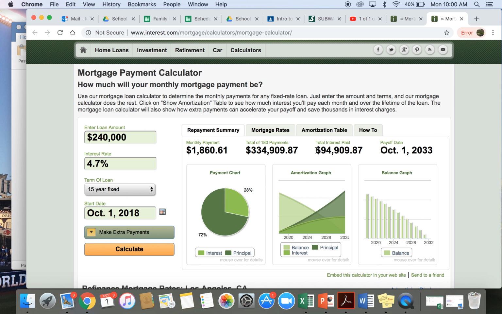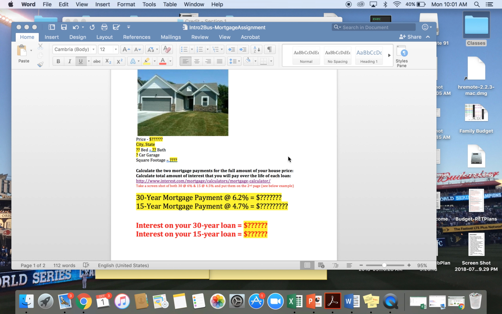Sometimes 30-year mortgages are best. Sometimes 15-year mortgages are best. Go ask your parents if they got a 30-year mortgage or a 15-year mortgage. Ask them what their interest rate is. Ask them what their monthly payment is. Ask them if they've ever figured out how much interest they are going to pay on that loan, the cost of borrowing money. Okay, once you get that, go ahead and throw that onto Classroom.